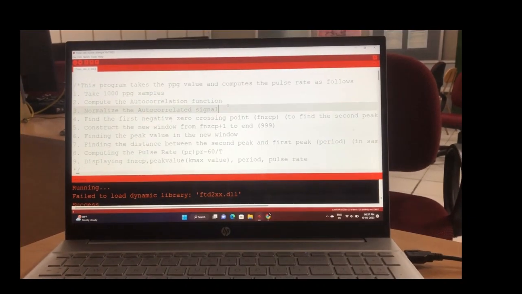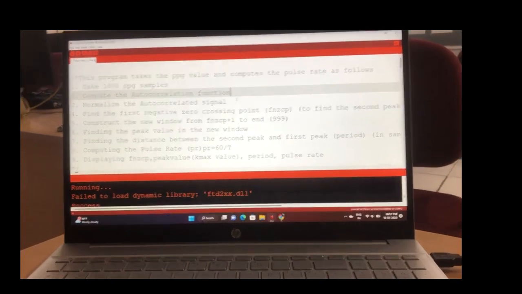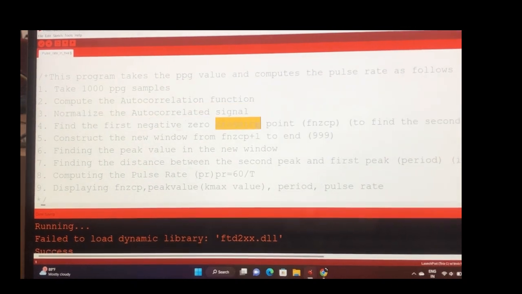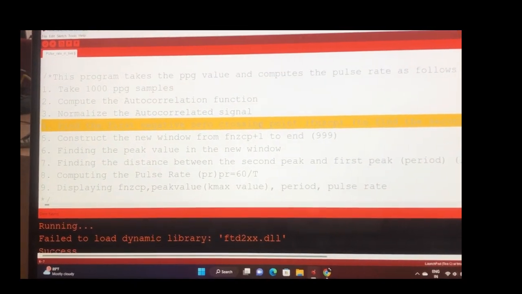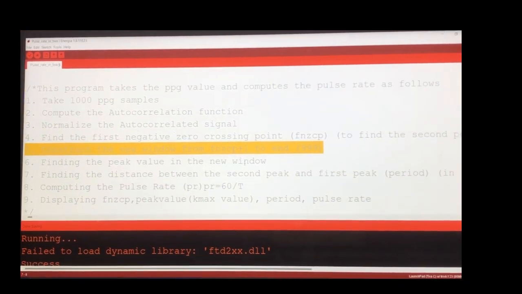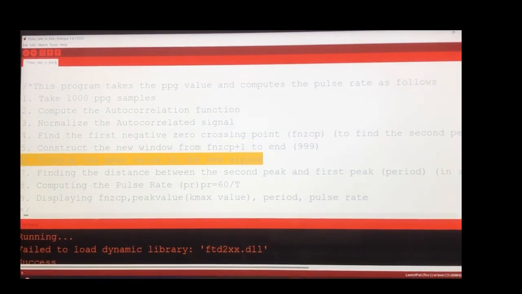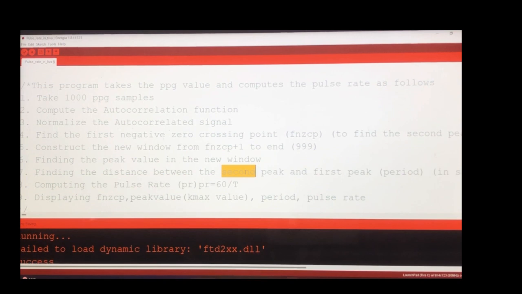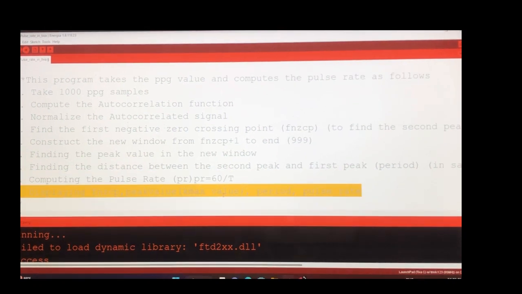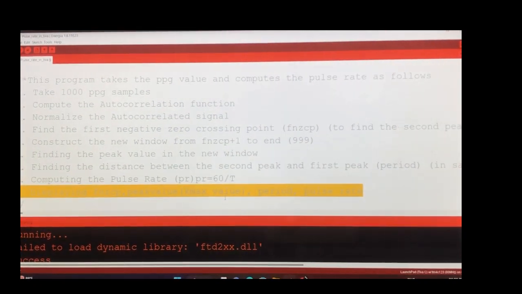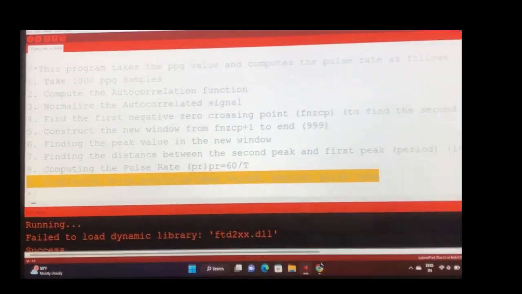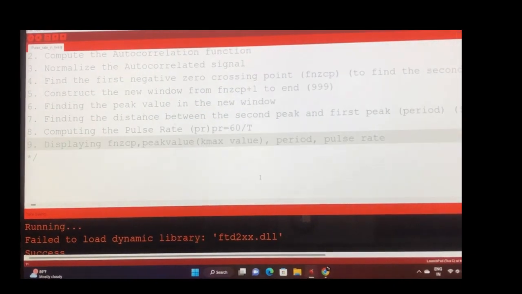And then we have to compute the autocorrelation function, to find out the similarities of this periodic signal, and then normalize the autocorrelated signal. Then, as told, we find the first negative zero crossing point to find the second peak, and construct the new window from the first negative zero crossing point plus 1 to the end. Then find the peak value in the new window, the distance between the second peak and the first peak, and compute the pulse rate as 60 by T. Finally display the first negative zero crossing point, the peak value that is the K max value, the period of the signal, and then the pulse rate. So those are the steps we are going to do now.